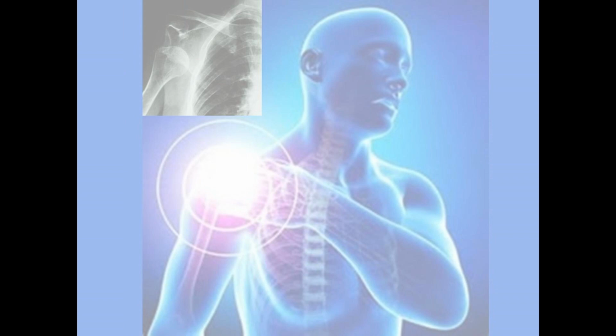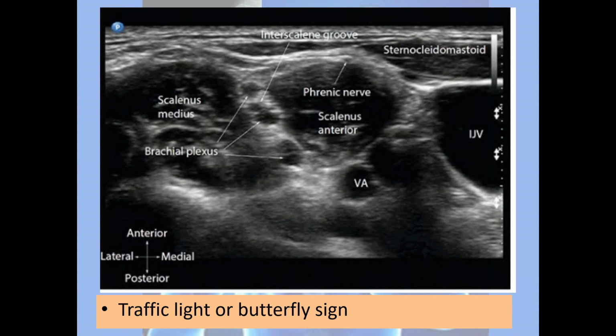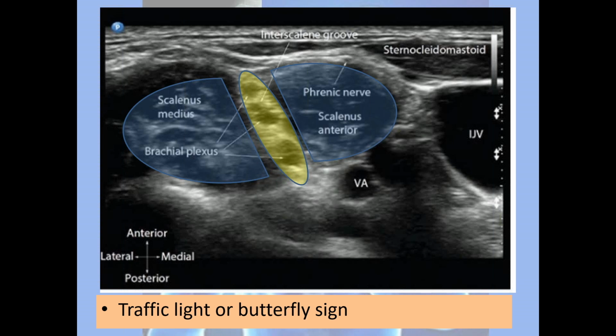This picture shows the brachial plexus at the interscalene groove, where we can identify the nerve roots of the brachial plexus. We usually look at it as a traffic light or butterfly sign. The brachial plexus is the body of the butterfly, or traffic light. Then this is the middle scalene muscle. This is the anterior scalene muscle.